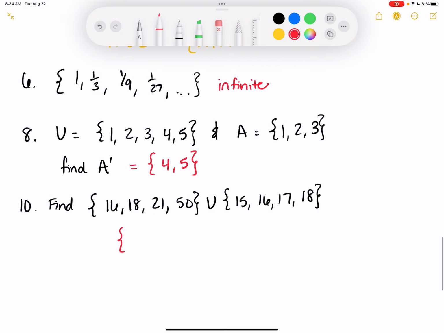Union is everything. The intersection, which is the one that looks like this, of those two sets would be 16 and 18, because that's the only thing that's in both of them. But union is everything that's in them together, so this would be 15, 16, 17, 18, 21, and 50.